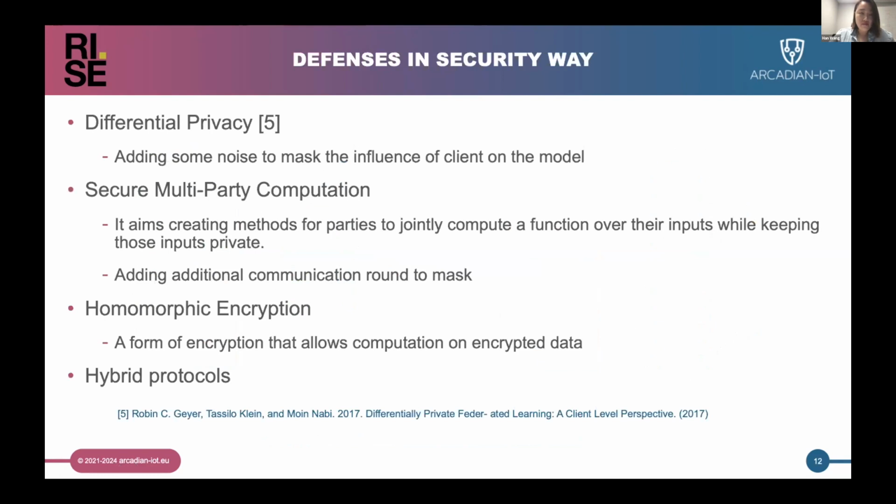So besides machine learning solutions, there are still some defense techniques that can be implemented in the security area. For example, differential privacy, which adds some noise to mask the influence of the client or model, which can prevent the model from being influenced. There is secure multi-party computation, which can add additional communication rounds to mask the actual model updates. And of course, you can encrypt your model by homomorphic encryption, and there may be some other hybrid protocols introduced to defend against this kind of adversary.